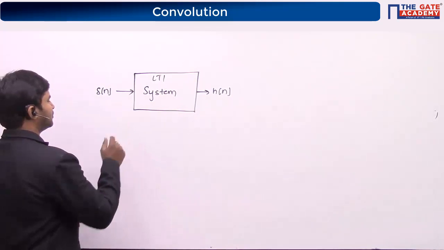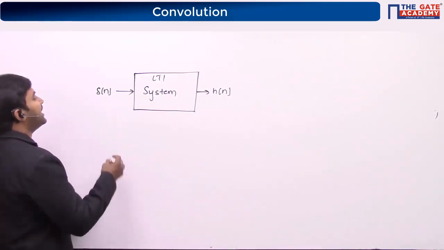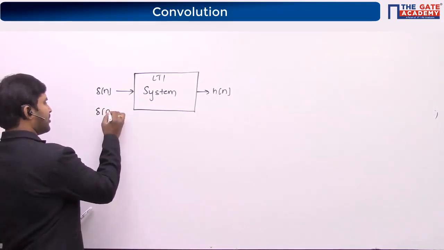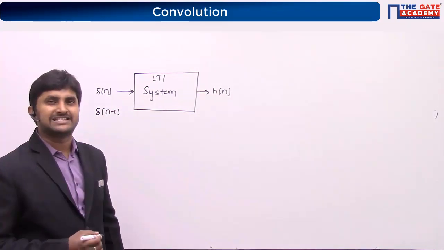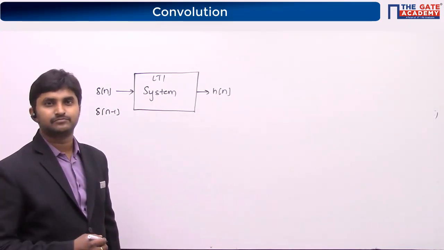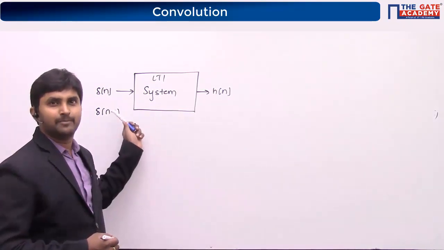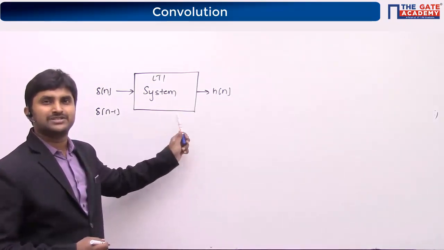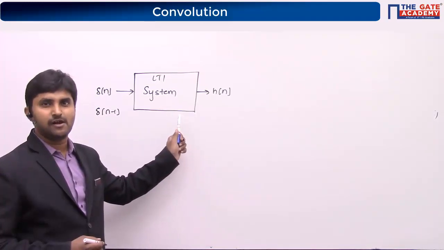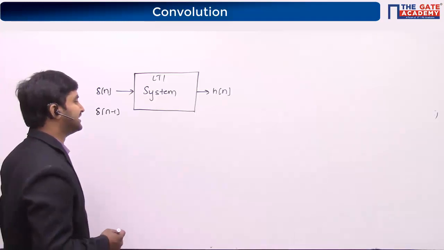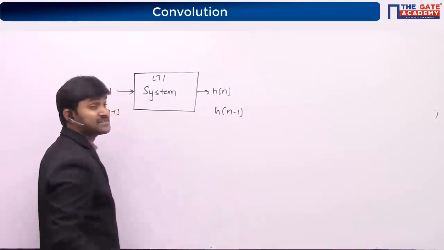Now, if I give an input which is a delayed unit impulse, what is the result we are going to get? If I give the input as a delayed unit impulse, the response that is expected is, very good, a delayed impulse response, isn't it? It is a delayed impulse response.